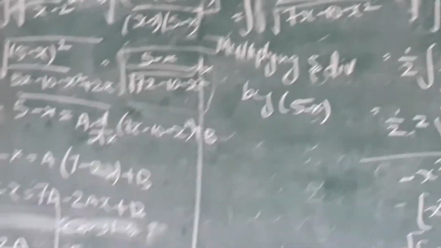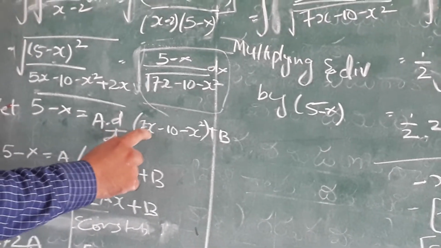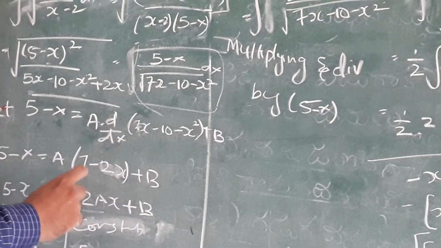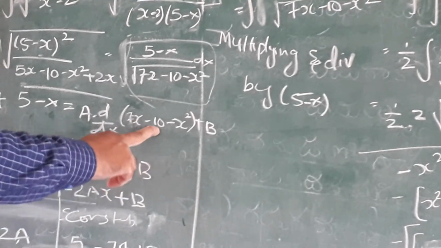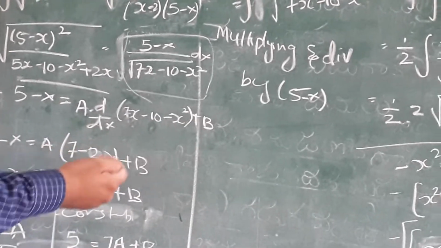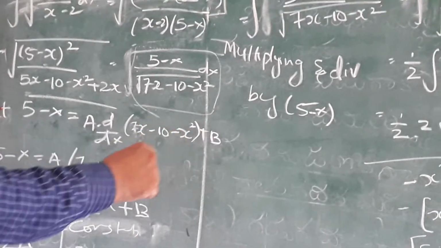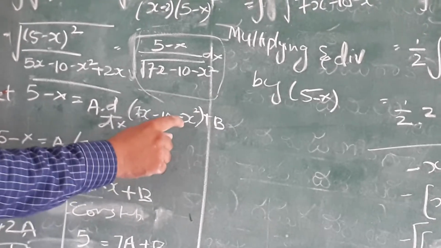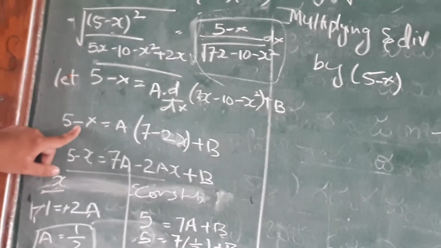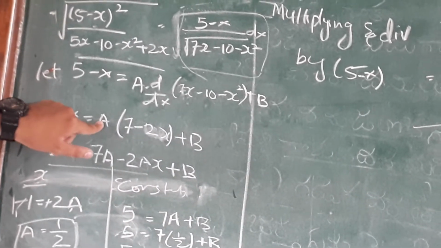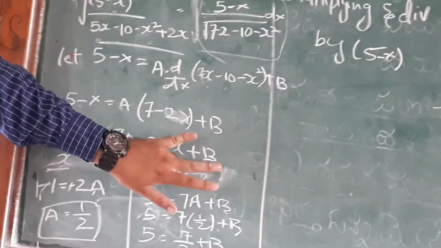B value we don't know. So 5 minus x equals a into d by dx of 7x. X is there, so differentiation is 1, 7 into 1 is 7. For x, differentiation is 1. Minus 10: differentiation of a constant value is 0, so no need to write 0. And x square: x to the power n gives n x to the power n minus 1, so that is 2x. So 7 minus 2x. Now 5 minus x is equal to, we just multiply, 7a minus 2ax plus b. Till now we have got this.